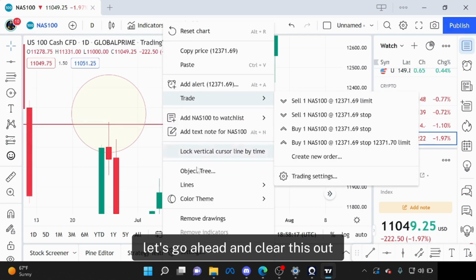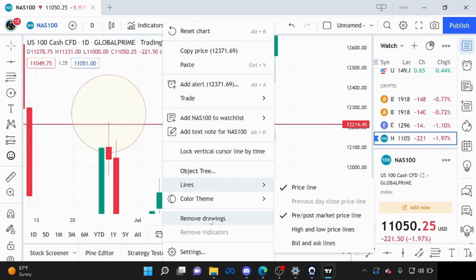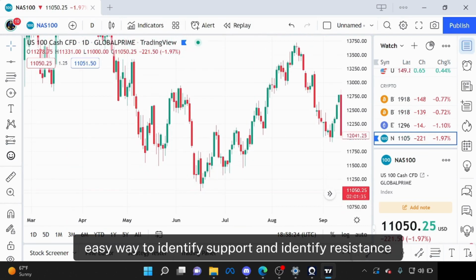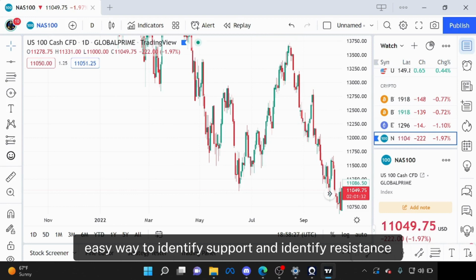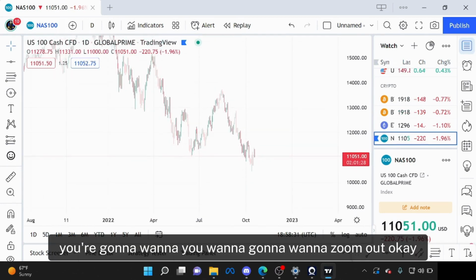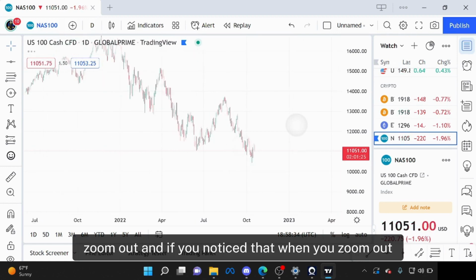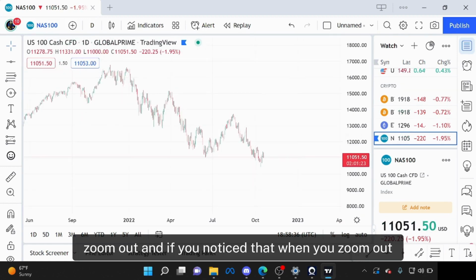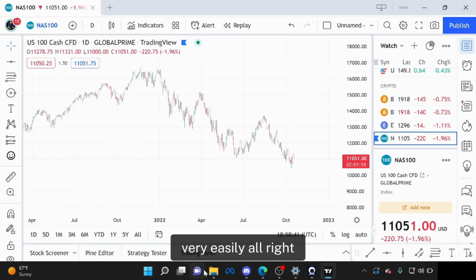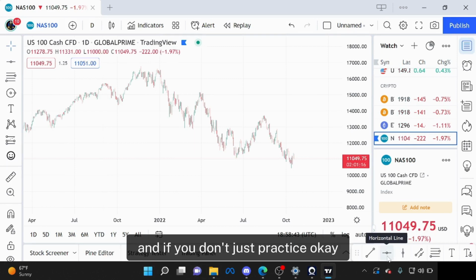Let's go ahead and clear this out. And let me show you an easy way to identify support and resistance. You're going to want to zoom out, okay? Zoom out, and you'll notice that when you zoom out, you can find these areas very, very quickly, very easily. All right, and if you don't, just practice, okay? Practice. Give yourself time.